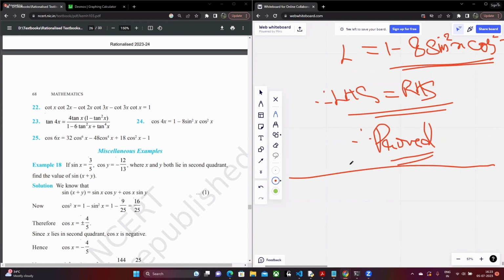And finally, the last question of the exercise, question number 25. Cos 6x is equal to 32 cos power 6 x minus 48 cos power 4 x plus 18 cos square x minus 1. Again, let me deal with the LHS. This is cos of 6x.